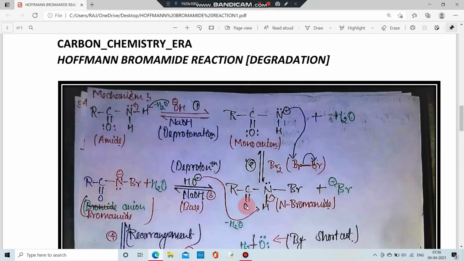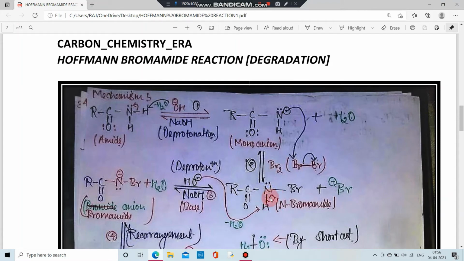Look, R C double bond O, NH and Br, which is the new bond formation, is known as an N-bromamide derivative. Now look, there is one acidic hydrogen present. Look, this is one extra acidic hydrogen. Now we have to use another molecule of base. What it will do is the OH minus is going to attract the hydrogen from here. During that time the sigma bond is going to shift as N negative.